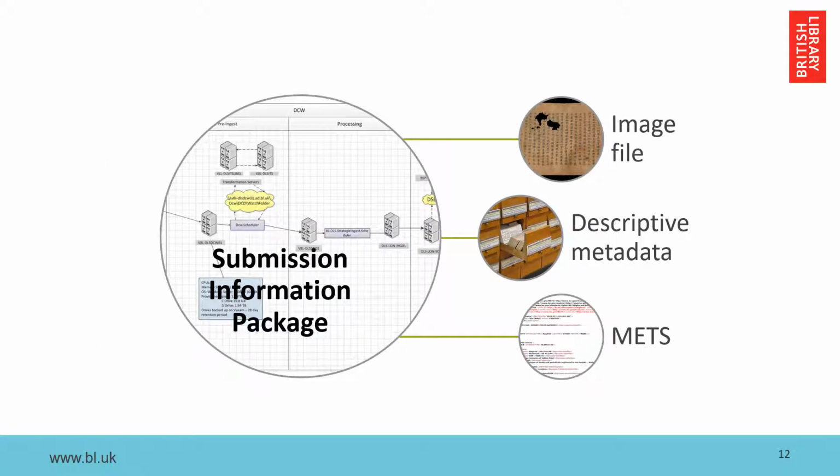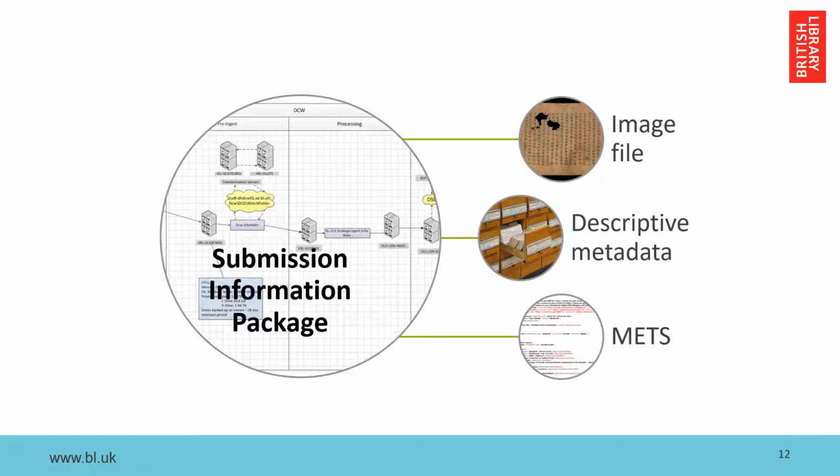So at the end of the image capture process, when we're assured that the image files are correct and a catalogue record has been created, we've created the structural metadata that we need, we'll create a submission information package, or SIP, and this is what we deliver for publication. So this is what we call a SIP, the collection of products that have been created as part of the workflow, so the descriptive metadata, and we link them all together using METS.